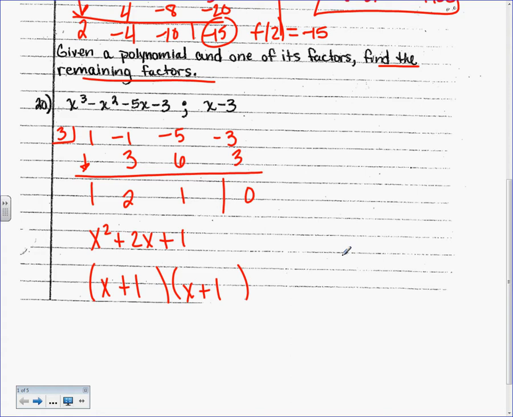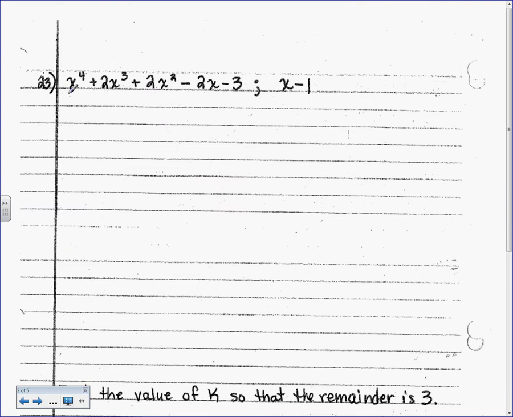Is that okay? Anybody confused? Everybody good? Okay. What goes in the box? 1. What goes behind it? 1, 2, 2, negative 2, negative 3.